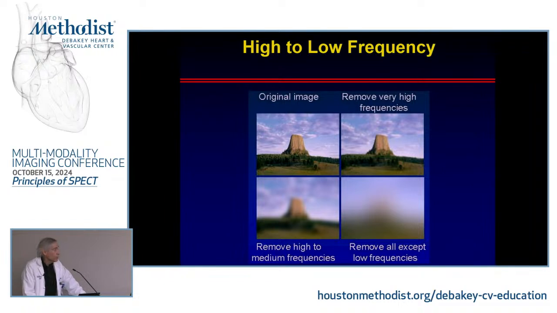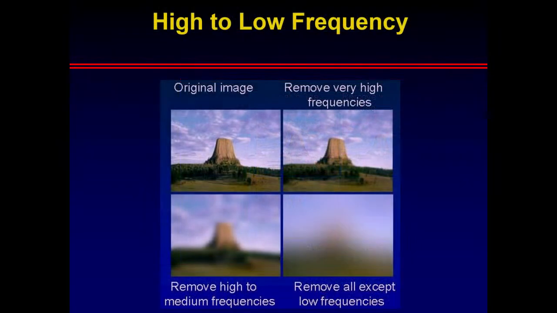And so if we look at different images, we'll take this for instance. This is a photograph where it's been manipulated. There's the original image. If we start removing high frequencies as you go from left to right and then to the bottom images, you can see finally, by removing all except the low frequencies, we have no image left at all. It's just one big blur. So we don't want that when we image the heart.